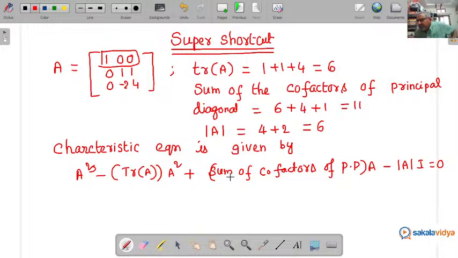This is very, very important, even for the GATE examination or CSIR NET examination. Now, my dear students, I will write the characteristic equation in green color.